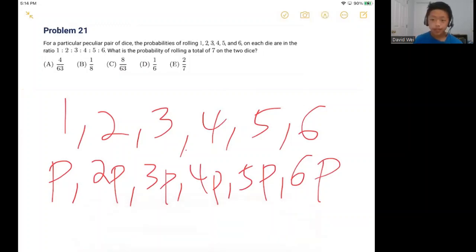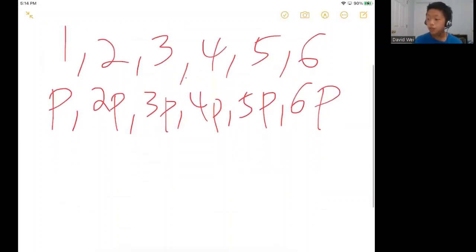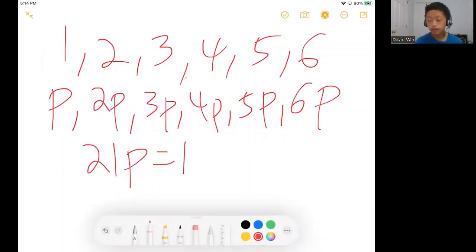And remember that the sum of the probabilities of everything has to be equal to 1. So we do P plus 2P plus 3P plus 4P plus 5P plus 6P. We get 21P, and that's equal to 1. So from there, we get that P is equal to 1 over 21.